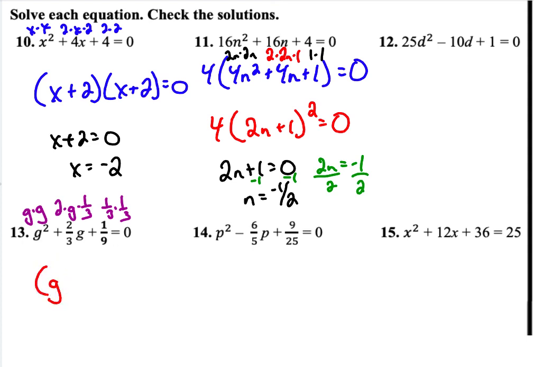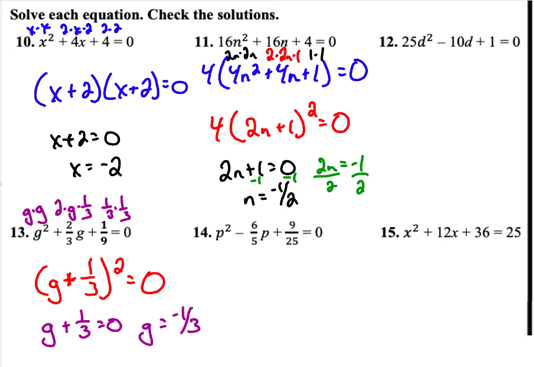So my first term is going to be g. My second term is going to be 1/3. And it's going to be 2 of those same expressions. Set it equal to 0 so I can solve it. And g is equal to negative 1/3. In this case, I'm going to get the same solution twice, so I really just have to list it once. All right, hopefully that makes sense, and we'll practice some more.